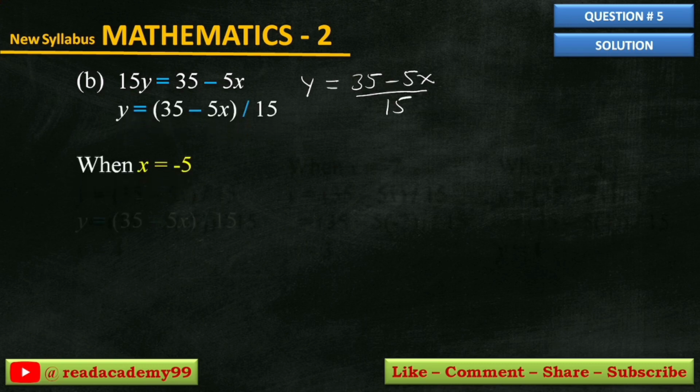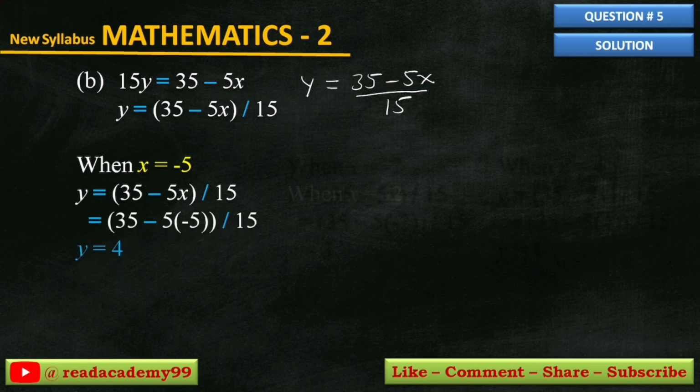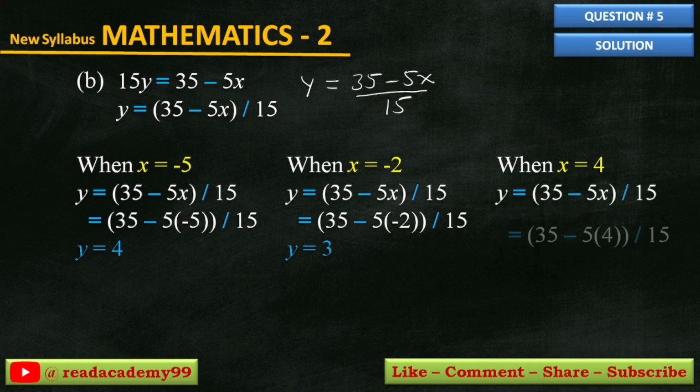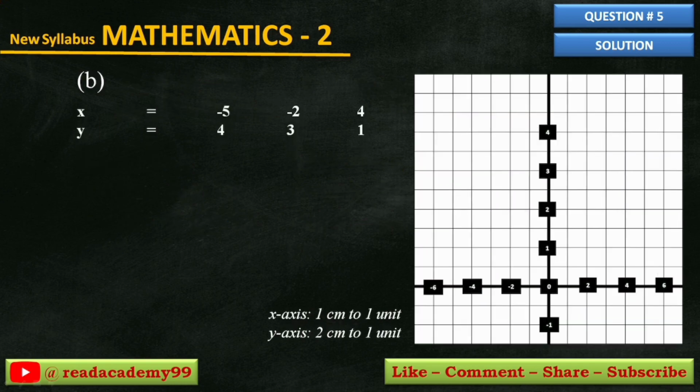When x equals minus 5, y equals 4. When x equals minus 2, y equals 3. And when x equals 4, y equals 1. Now let us plot these coordinates and find the graph.